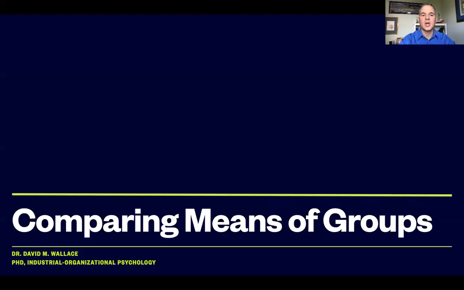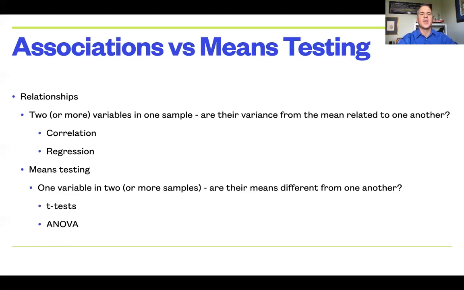So today I want to talk about how we compare means across different groups. And first, I want to get into what we are really talking about here. When we do statistical analysis in IO psychology, we're typically taking two approaches. Either we're looking for associations or relationships, or we're looking for differences.